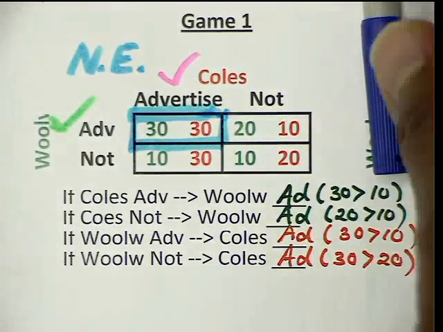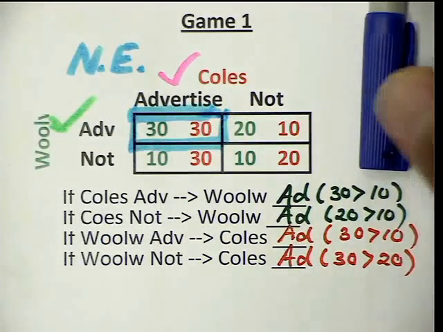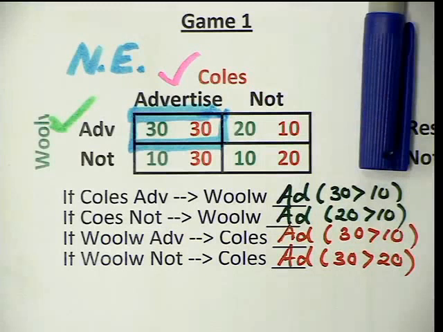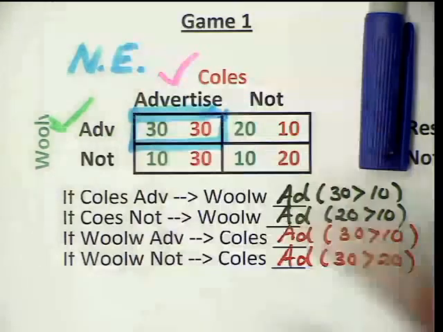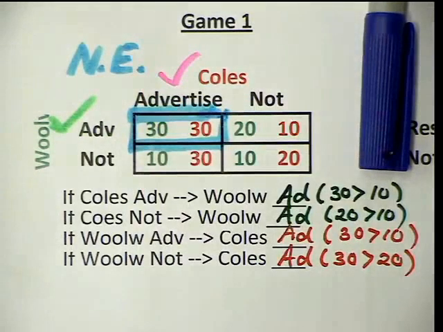You would simply just say, both firms advertising is the Nash equilibrium. Yeah. It's a good question. You would just write a sentence saying, both firms advertising is the Nash equilibrium. The number in the cell is irrelevant actually.